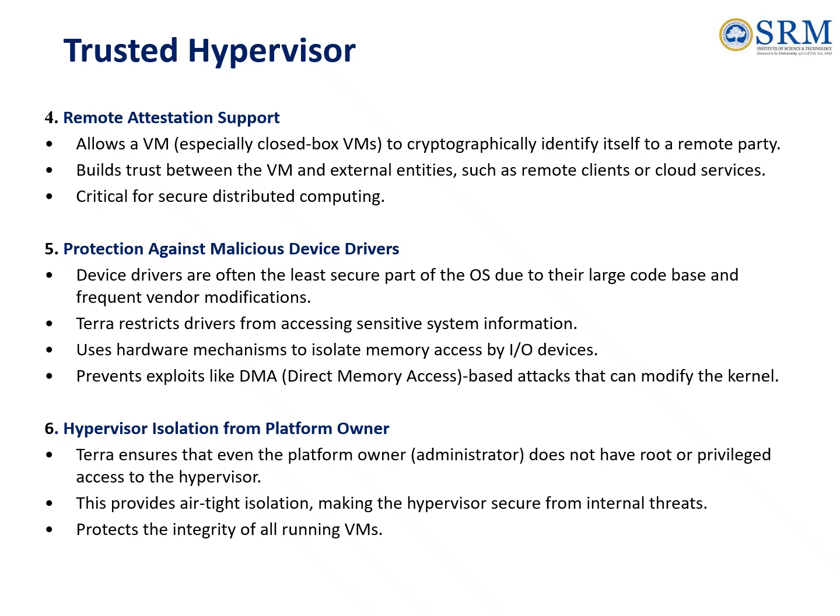This slide continues the discussion on the trusted hypervisor in the Terra architecture. One important feature is remote attestation. This allows a virtual machine to prove its identity securely to remote users or cloud services. It helps establish trust between the virtual machine and external systems.